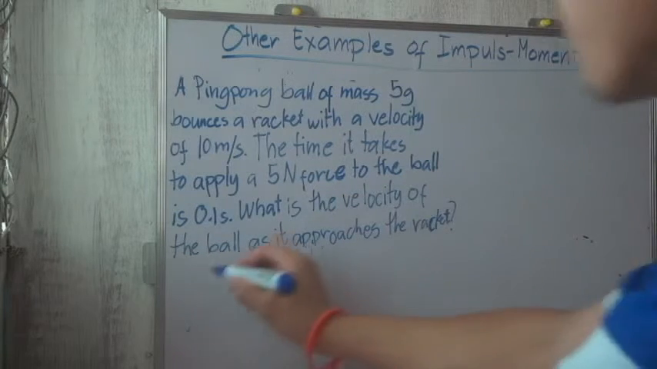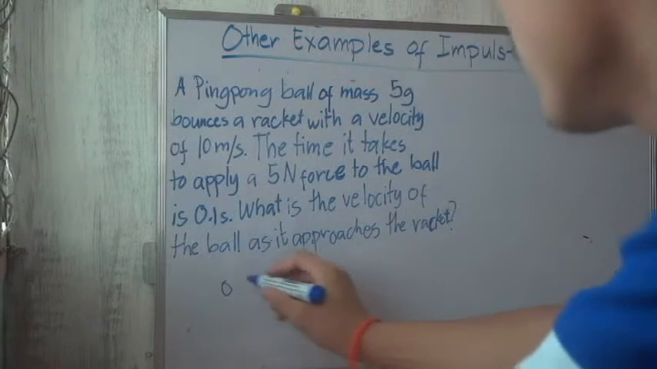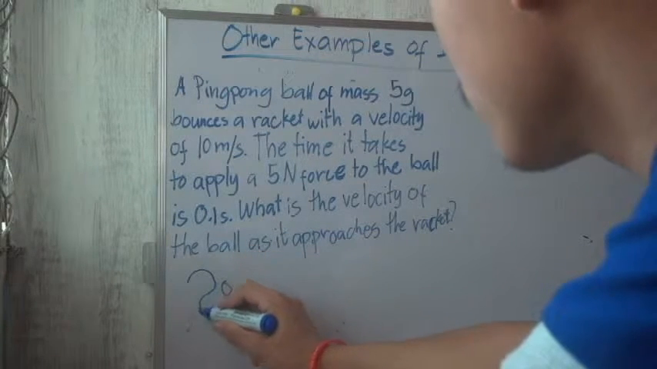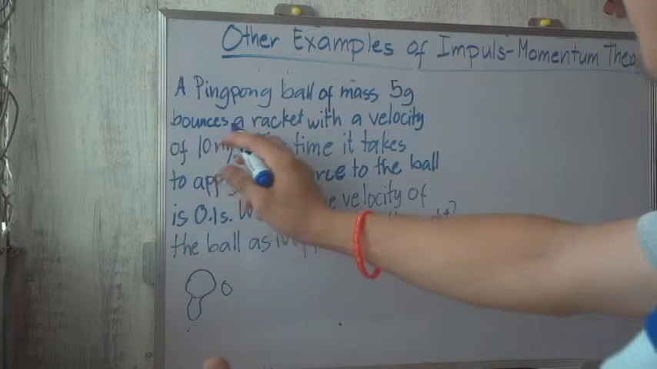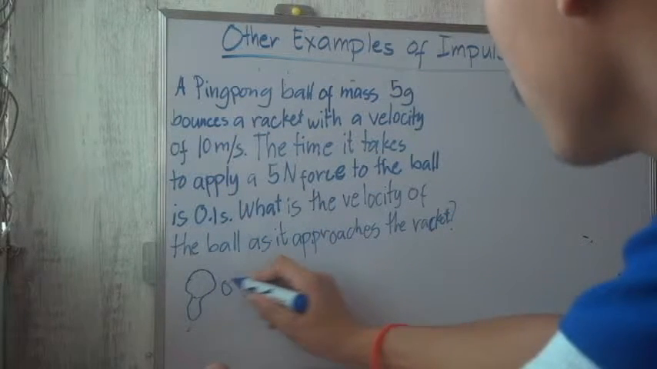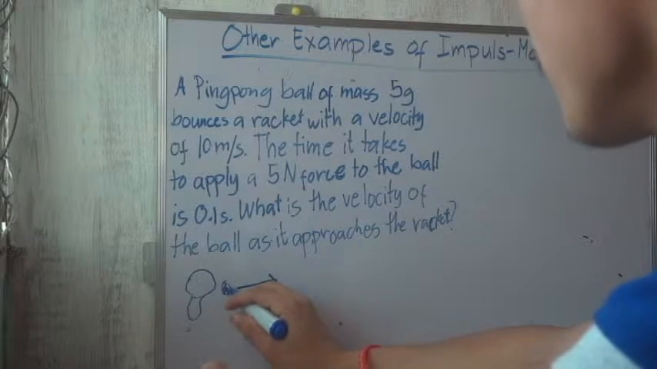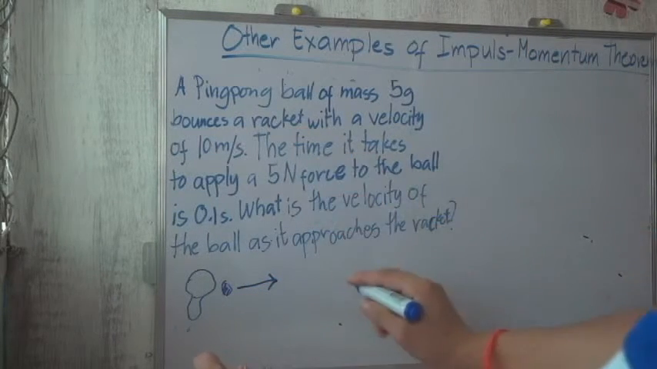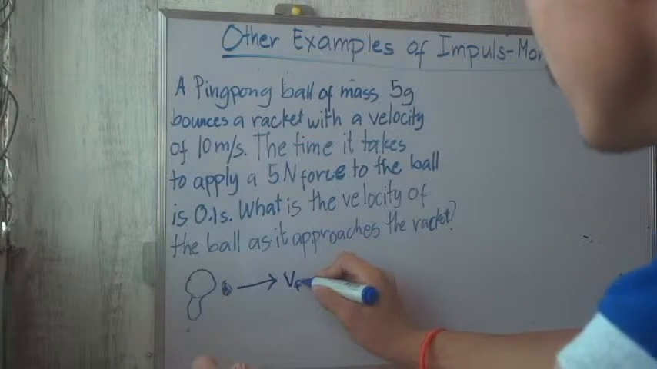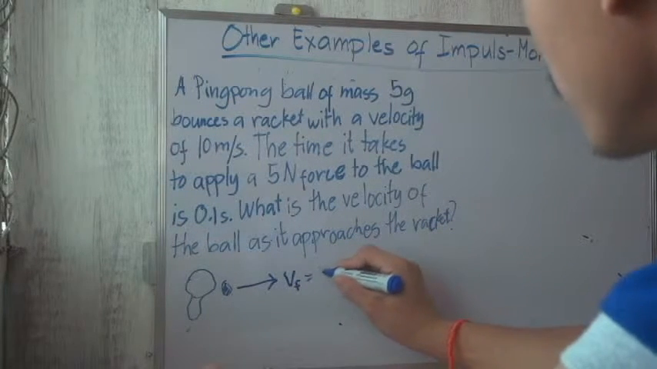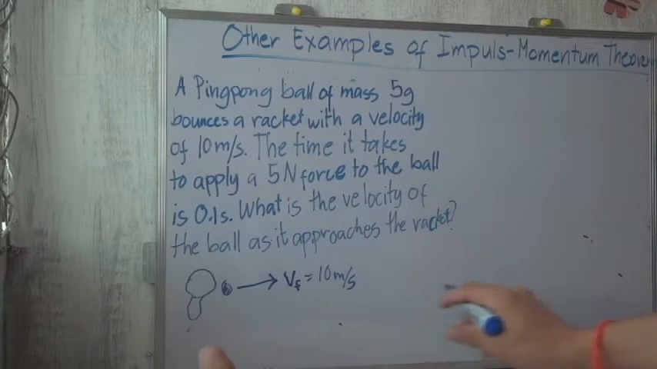What is the velocity of the ball as it approaches the racket? So, nada tayo ping-pong ball nga bounces a racket. So, gibatiran siya sa racket, paingon siya sa right. So, na siya velocity nga final nga velocity nga positive 10 meter per second. Paingon siya sa right.